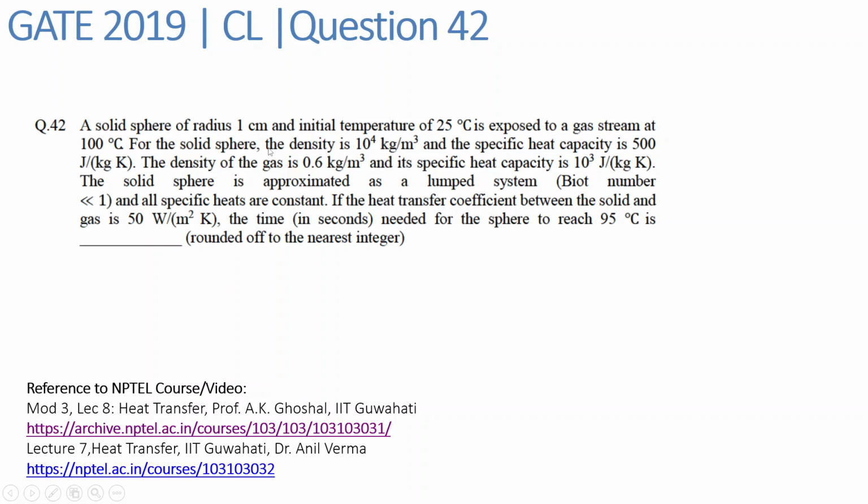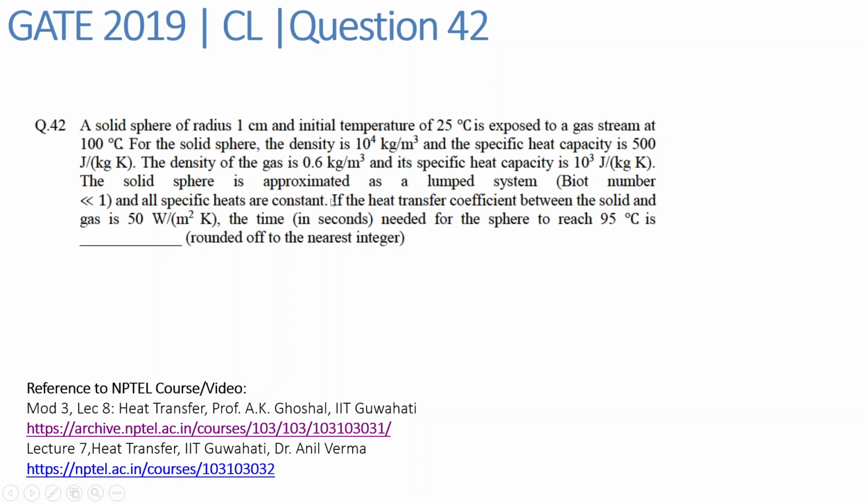For the solid sphere, the density is 10 raised to 4 kg per meter cube and the specific heat capacity is 500 joule per kg Kelvin. The density of the gas is 0.6 kg per meter cube and the specific heat is 10 raised to 3 joule per kg per Kelvin. The solid sphere is approximated as a lumped system, that is Biot number is very less than 1 and all the specific heats are constant.